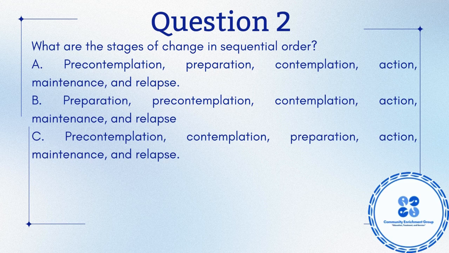Let's look at it together. Is A in sequential order? No, it's not. Remember, pre-contemplation is when you do not see a situation as a problem at all. Contemplation reflects that there is some ambivalence. Preparation reflects that you're starting to look at some avenues for change. Action is you're fully engaged with change. Maintenance, you want to keep that change going. So, with all of that in mind, definitely A and B would be eliminated, and C is the correct answer.